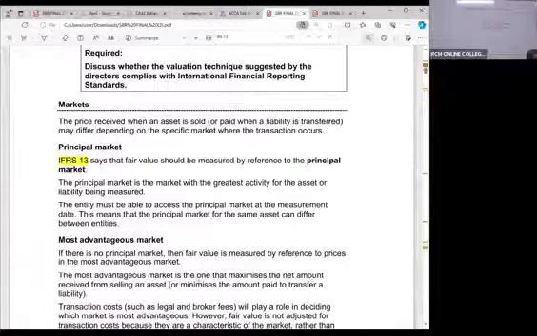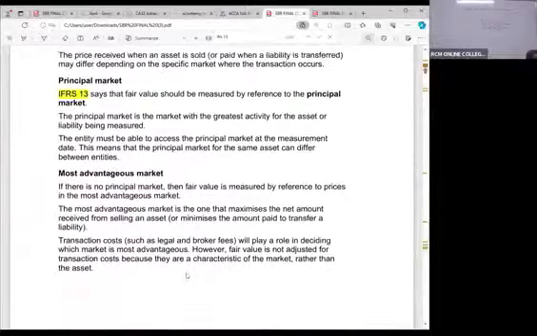All right. And then now there is a disclaimer. Transaction costs such as legal and broker fees will play a role in deciding which market is most advantageous. However, fair value is not adjusted for transaction costs because they are characteristic of the market rather than the asset. What you're supposed to know is that transaction costs will help us when ascertaining the most advantageous market, but we shall always exclude them whenever we are getting the fair price.